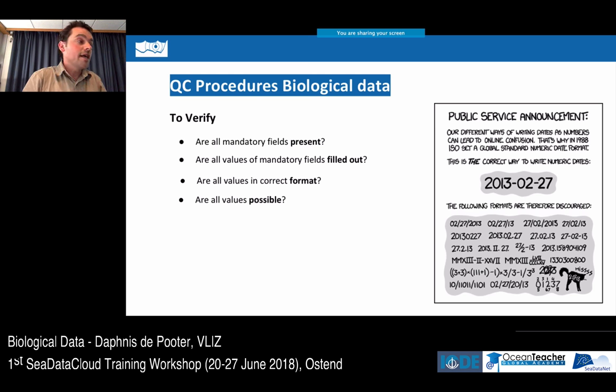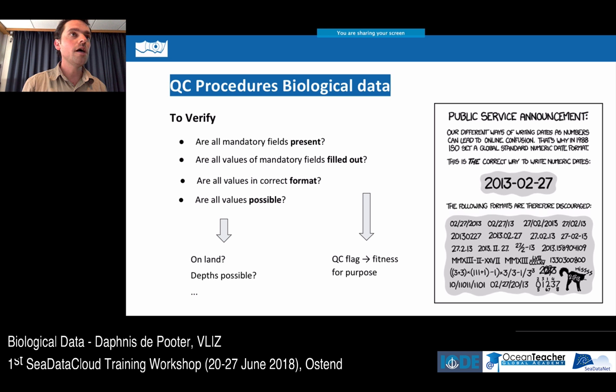The last check that can be done automatically in some cases is: are the values that are provided possible? For example, if coordinates are provided, are they on land? If depths are provided, are they possible? You can compare the minimum depths that we get with, for example, bathymetry layers, and if the depths we get are far below the bathymetry layers, then perhaps there's some problem with the coordinates or with the depths.